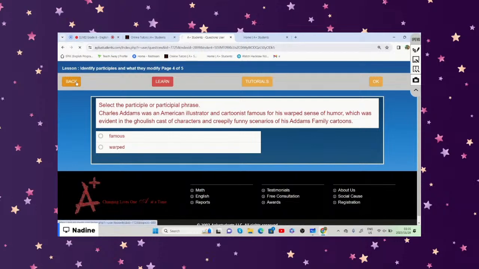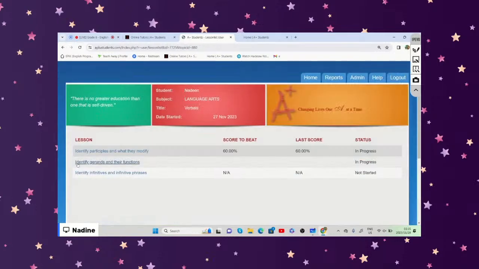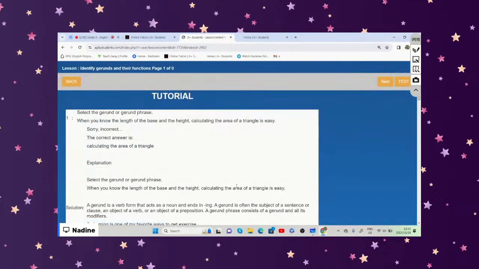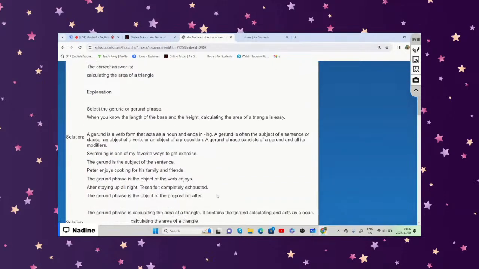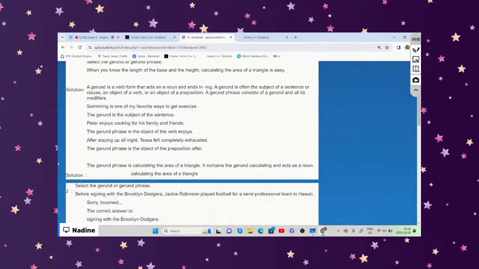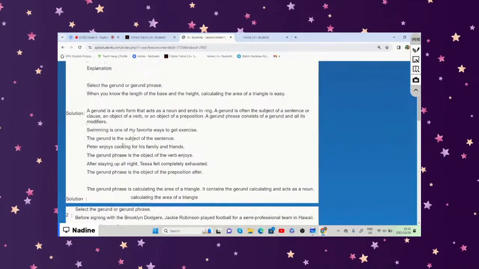All right, so now we're going on to the second one, which is the second lesson, which is identifying gerunds and their functions. And a gerund is a verb form, sorry. A gerund is a verb form that acts as a noun. So it's a verb form that acts as a noun and it ends in ing.